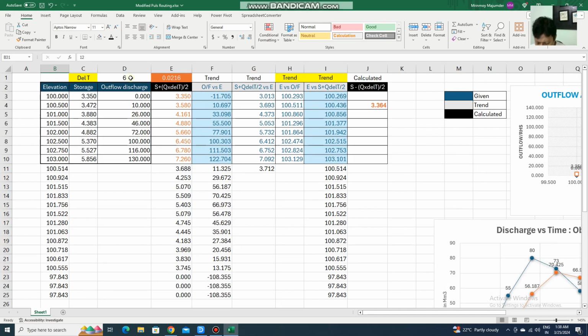And as discharge unit is meter cube by second, what we do is we convert it into second, and for the reduction of the digits, we divide it by 10 to the power 6. Sorry, if you are dividing, 10 to the power 6. If you are multiplying, 10 to the power minus 6. Here I have divided, so 10 to the power 6.